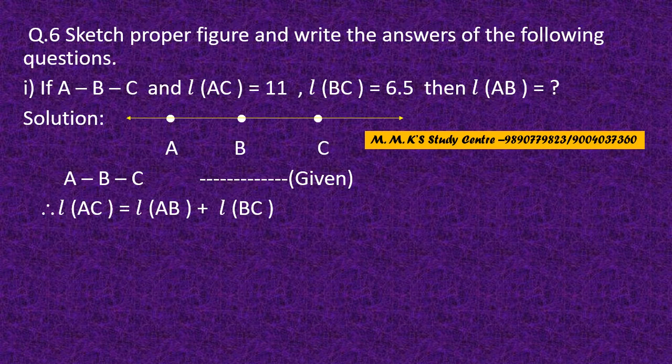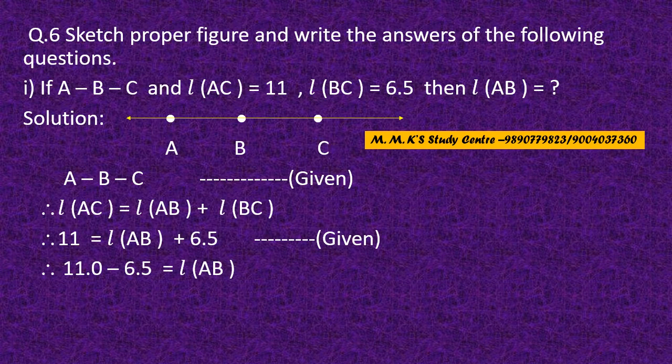Okay, so we'll put the values. AC is given 11, AB is not given, and BC is given 6.5. Again these values are given to us, and that's why we are writing the word given here. Now next, 11 we can write as 11.0, and 6.5 is plus. When you bring it to the left hand side it will become minus. So 11.0 minus 6.5 is equal to length AB.